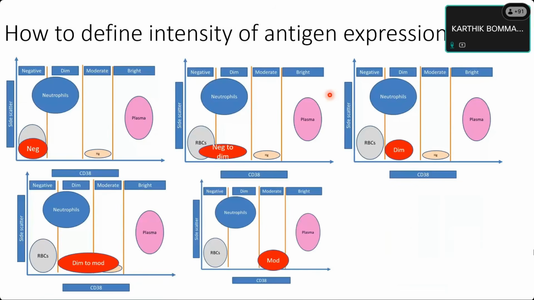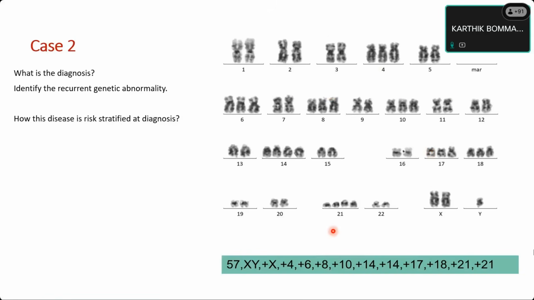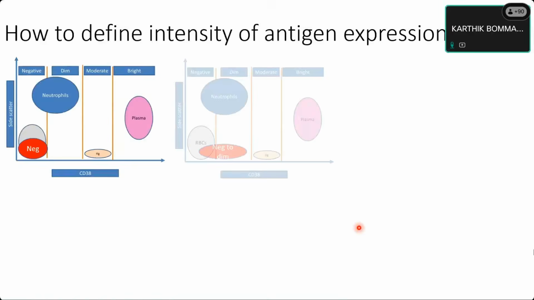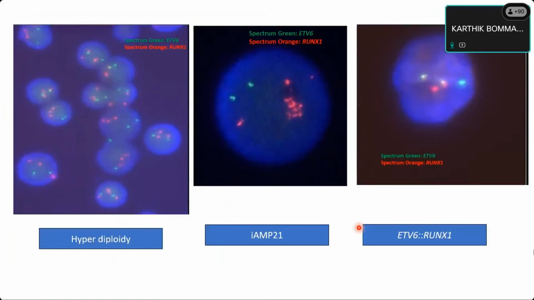Okay, so if you see this hyperdiploidy patient, there are plenty of chromosome 21, there are 4 chromosomes of 21. Chromosome 21 is one of the commonest chromosomes involved in hyperdiploidy. RUNX1 is present in chromosome 21, right? So if you're getting more than 2 signals of your RUNX1, it indicates there is an increased number of chromosome 21. So it indirectly means there's an underlying hyperdiploidy.